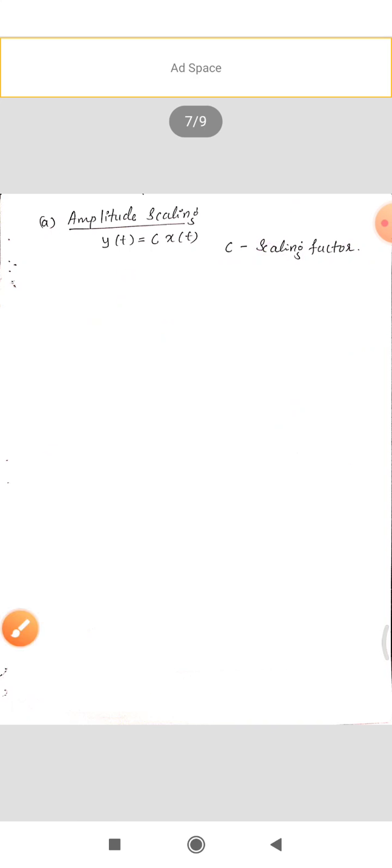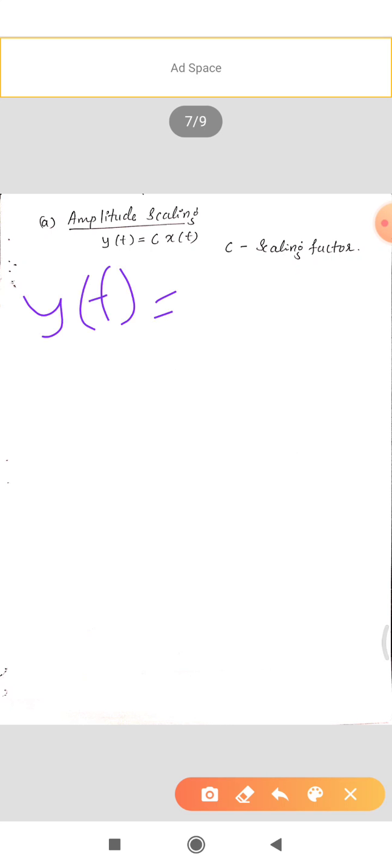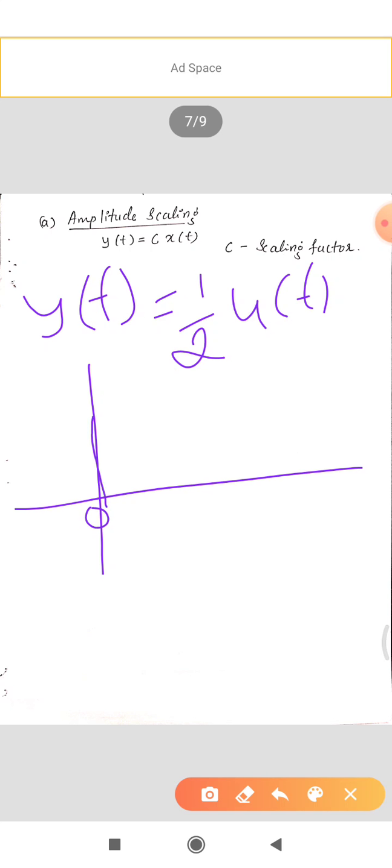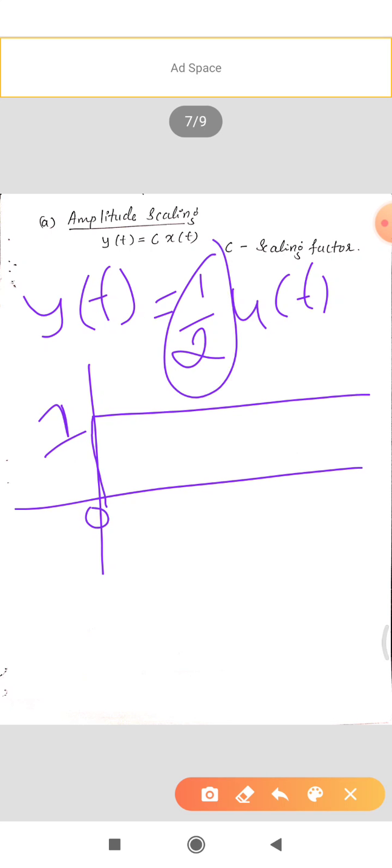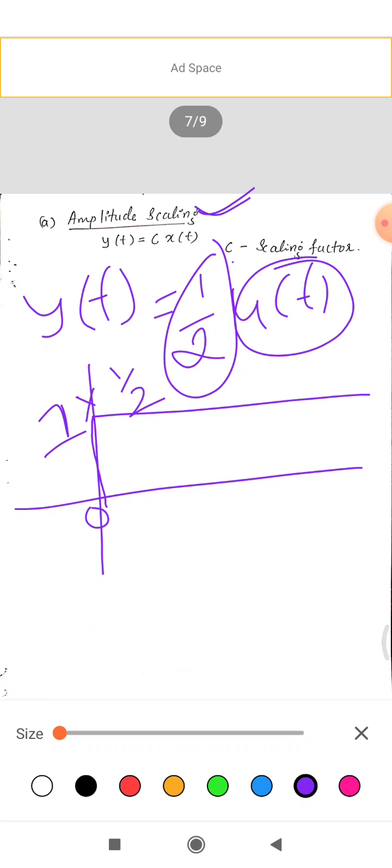Now we'll take one more example. Calculate y of t equal to half of u of t. We know that u of t starts from 0 and its magnitude is 1. Now they have asked us for 1 by 2 u of t, which means u of t has to be multiplied by 1 by 2, that is, scaling by half. So 1 into half is half, and your new signal will be from 0.